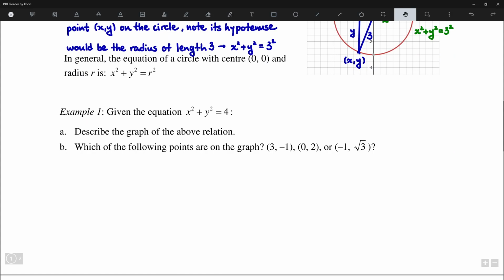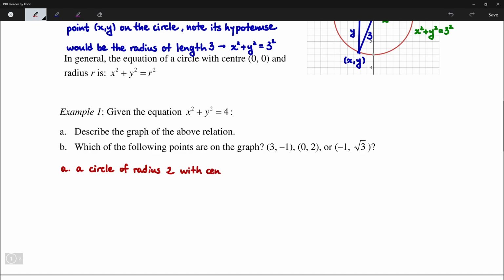So if we're given the equation x squared plus y squared equals 4, and we're asked to describe what kind of graph it is, we know that it is a circle of radius 2 with center 0, 0. That's it.